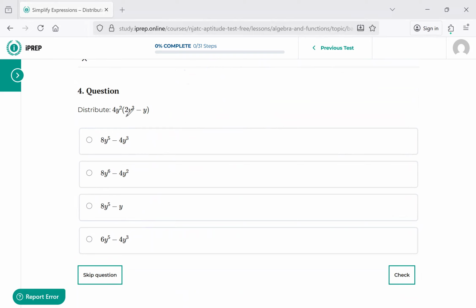Okay, let's move on to question 4, distribute. We have 4y squared times 2y cubed minus y. I don't think we can do anything in the inner parentheses because this is a y cubed and this is a y1. You can't combine those two. So go ahead and FOIL that out. What's 4y squared times 2y cubed? If you get lost, just write it out. You multiply the constant and the variable. So 4 times 2 is 8. And our letter is going to be, what's y squared times y cubed? Well, you're multiplying, so you add the exponents, so 3 plus 2 is 5.